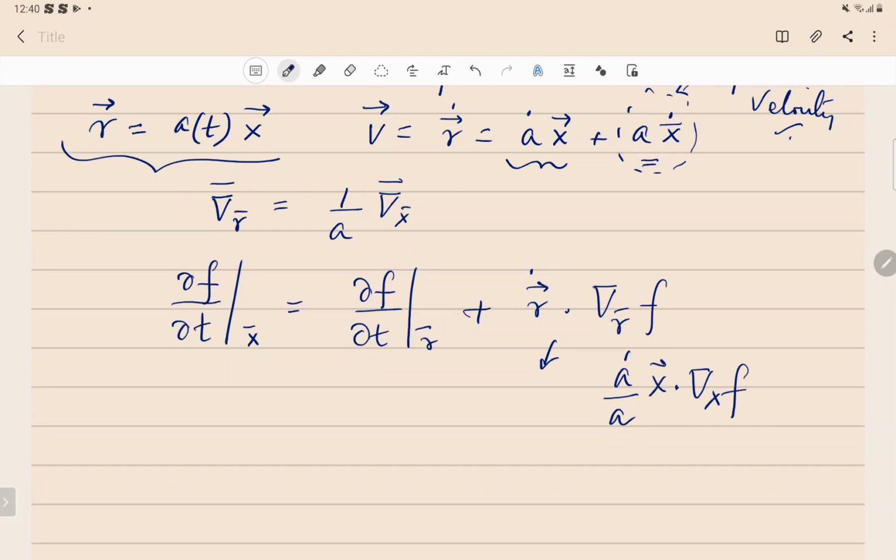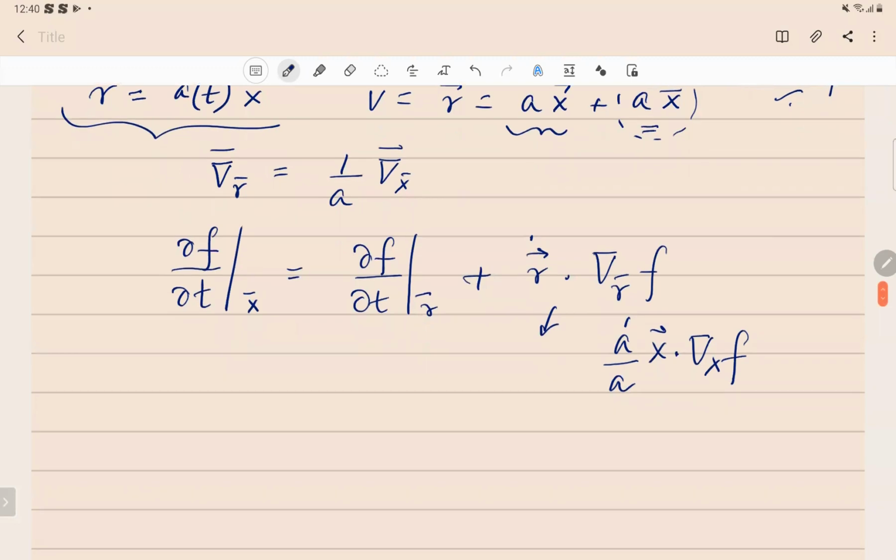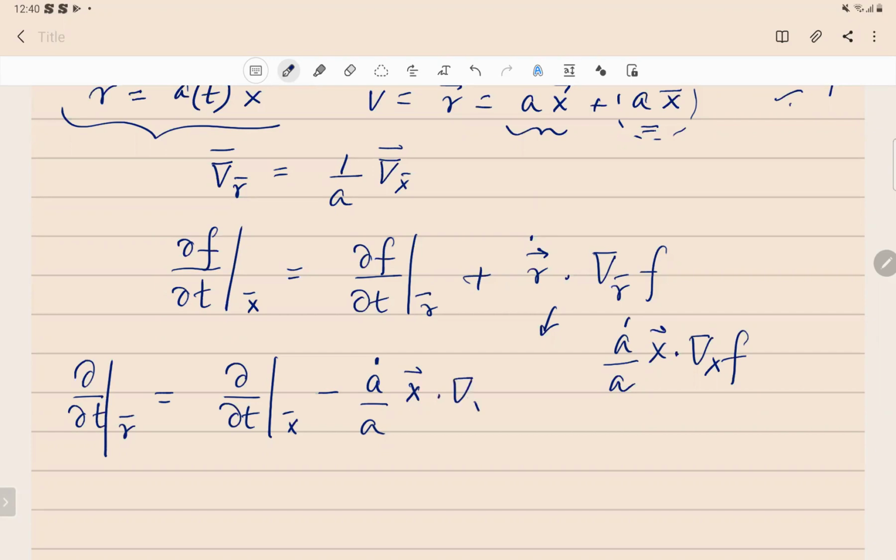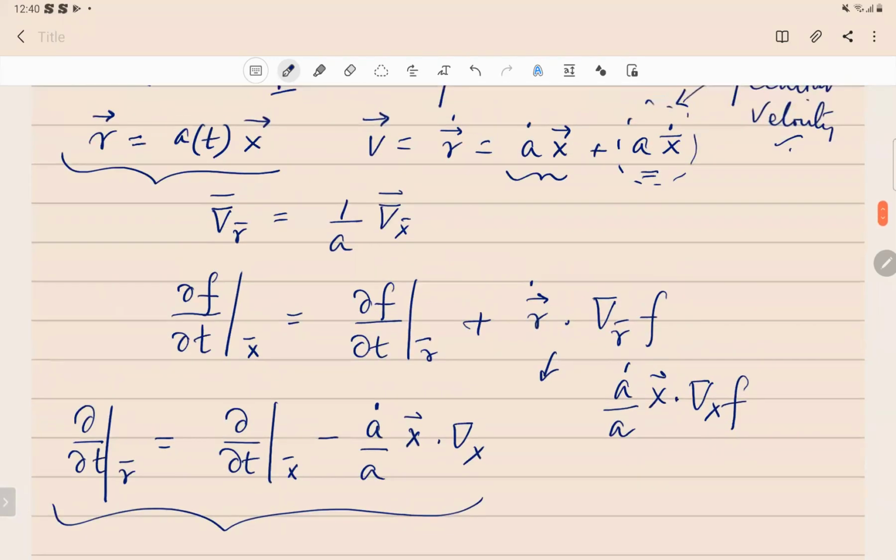So that's what you have. So that's again one of the things that you have to incorporate. So ∂/∂t at fixed r has to be replaced by ∂/∂t at fixed x minus (ȧ/a) x·∇ₓ. So this is a transformation that we have to do along with this.